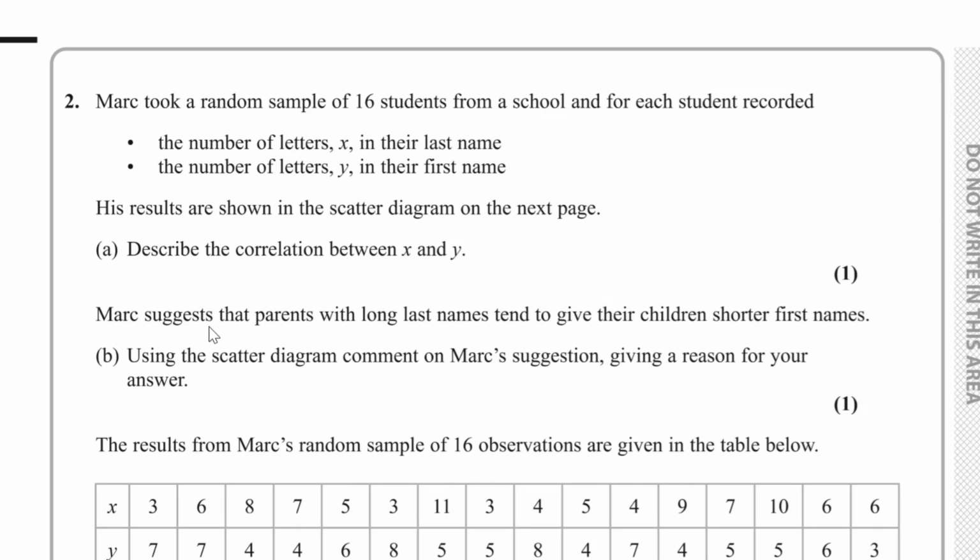For part B of the question, Mark suggests that parents with long last names tend to give their children shorter first names. Using the scatter diagram, comment on Mark's suggestion, giving a reason for your answer.